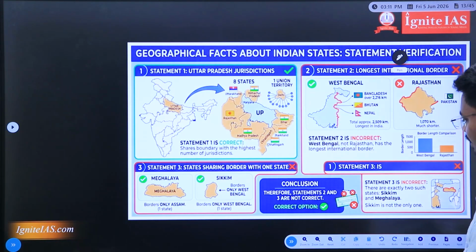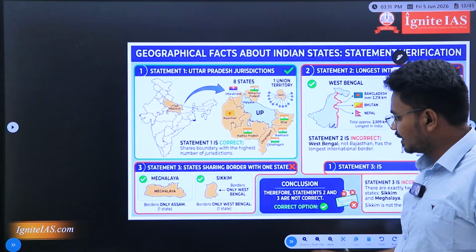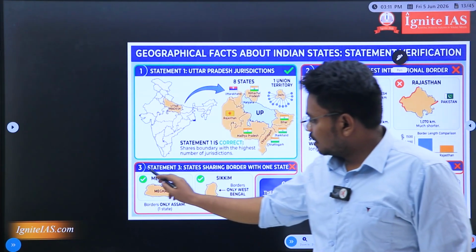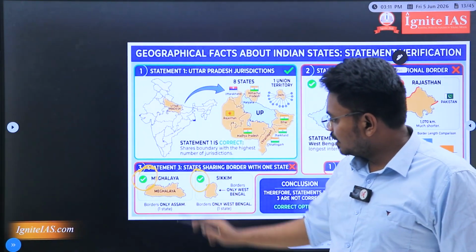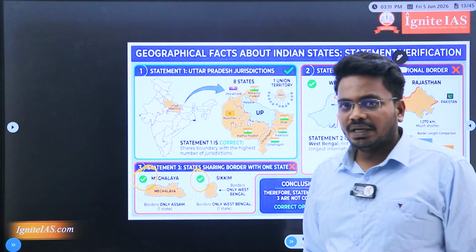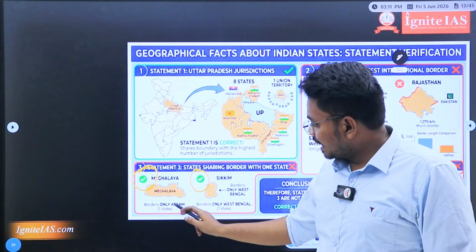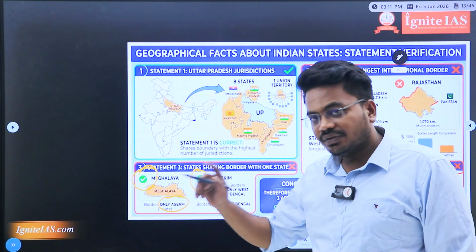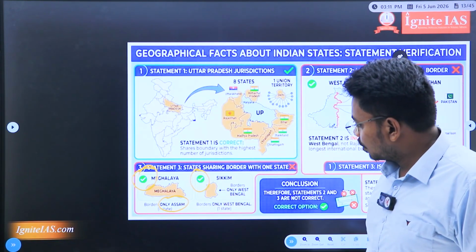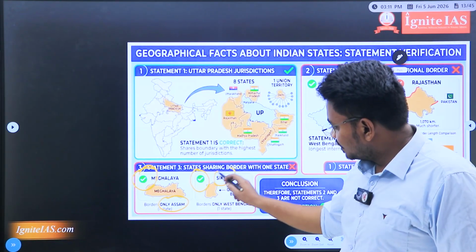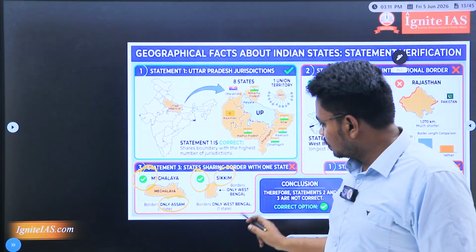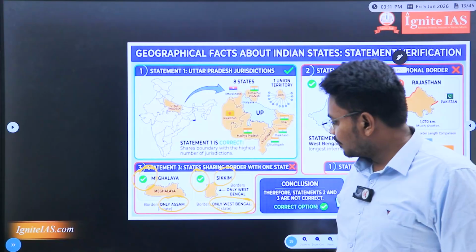As I told you earlier, it was not Tripura, actually it was Meghalaya, right? So Meghalaya and Sikkim, only these two states have a border with just one other state. Meghalaya has a border only with Assam. And Sikkim shares its border only with one state, that is West Bengal.